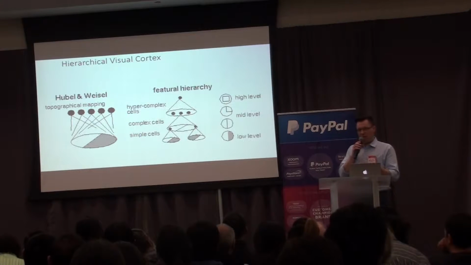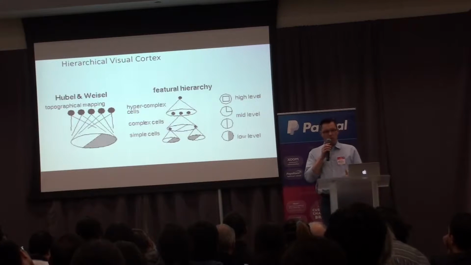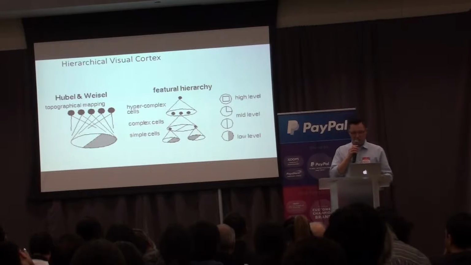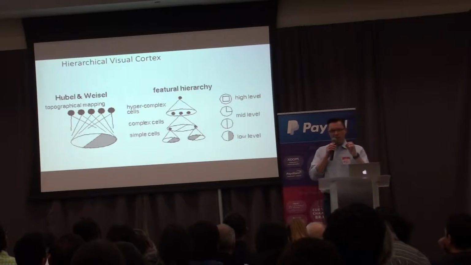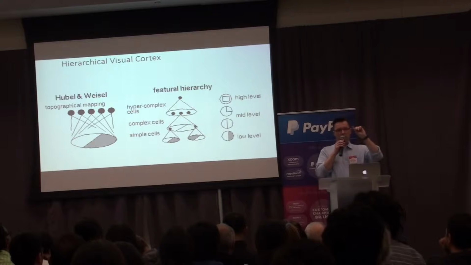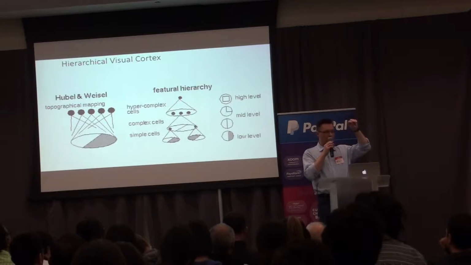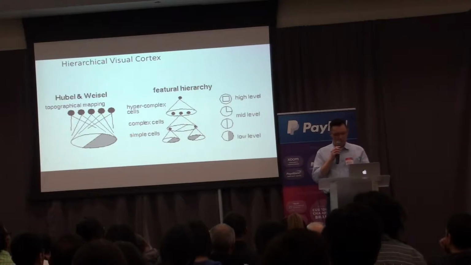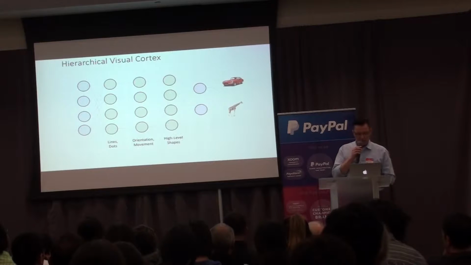So, and that is the idea that went into the convolutional neural network design. There are two core ideas here: hierarchical processing, and the second thing they discovered is that each neuron, or group of neurons, they only respond to a small area of the visual cortex. That will become very important in a couple of slides. Just keep that in mind.